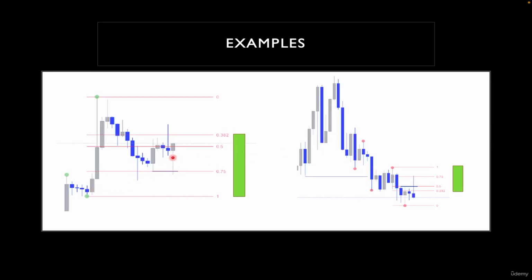Bullish trigger candle, bullish price action. Simply draw from the low to the high. And this shows us that we've retraced just over the 75%. This bearish example here, bearish trigger candle, bearish price action. Simply draw from the previous high to the previous low. And this also shows us that we've retraced 75%.